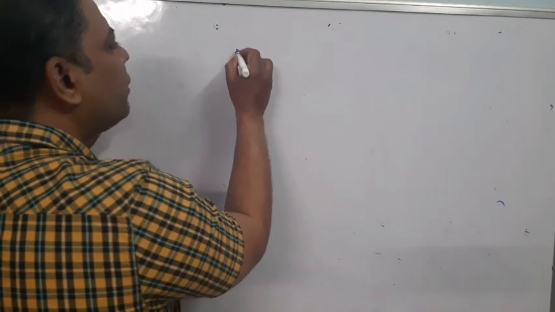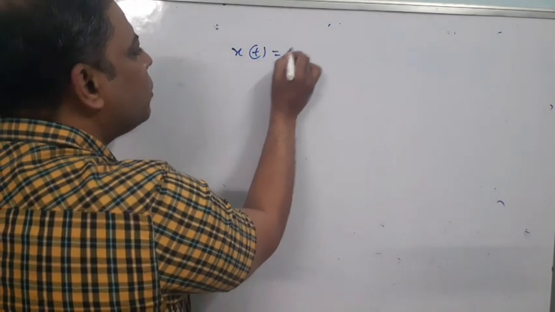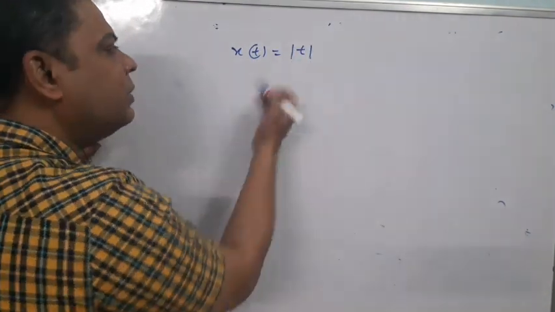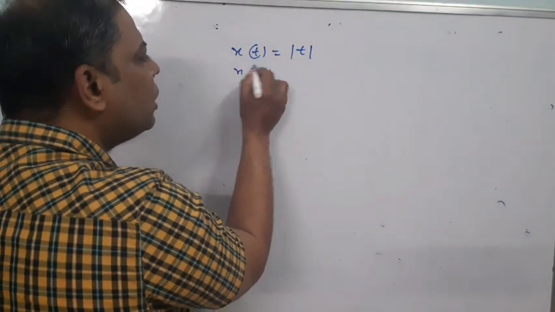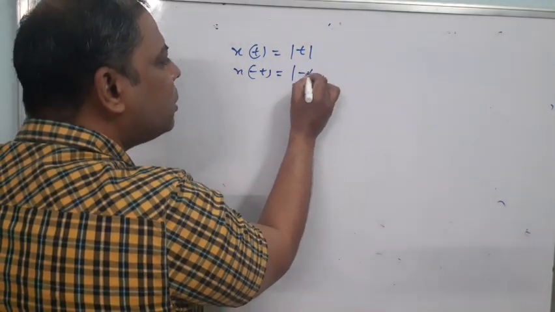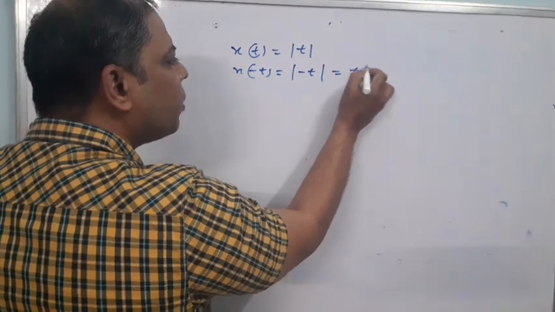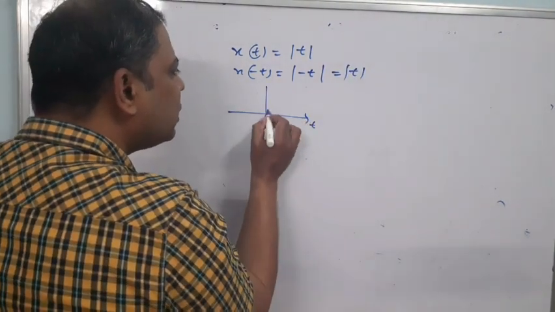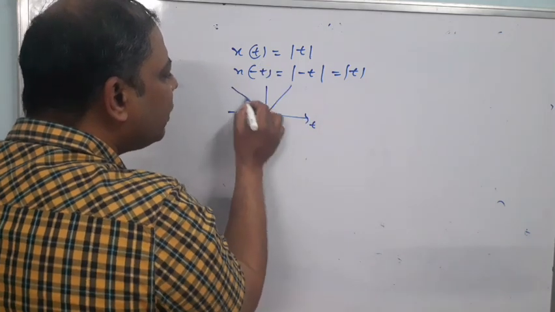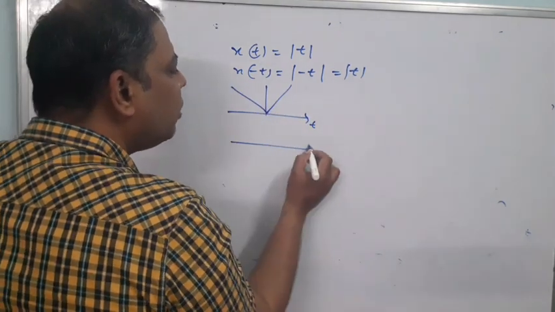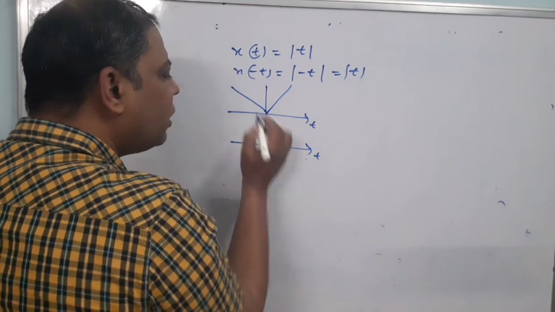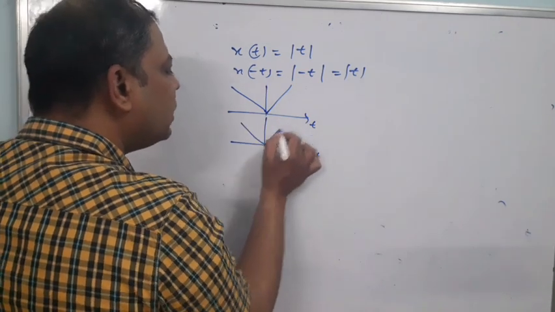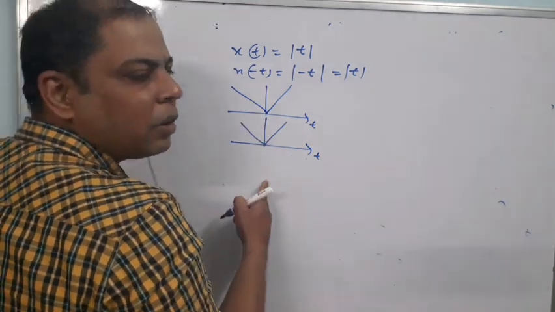Now suppose you are having another signal, x of t is equal to mod t. Then how to sketch? It is very simple. So x of minus t is your minus t mod. From mathematics it is also mod t. No problem. Again if you mark, this is the mod t plot I did already. Now if you imagine a mirror here, then this side is reflected in this manner, and this side reflected in this, again you are getting the same plot.